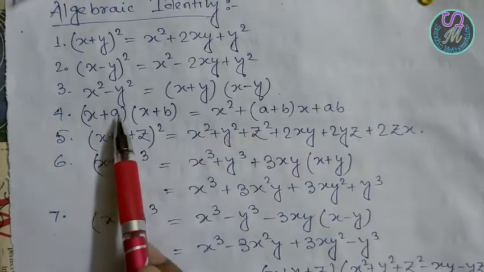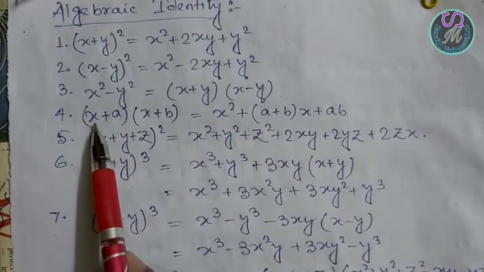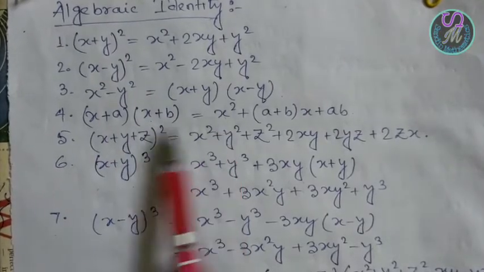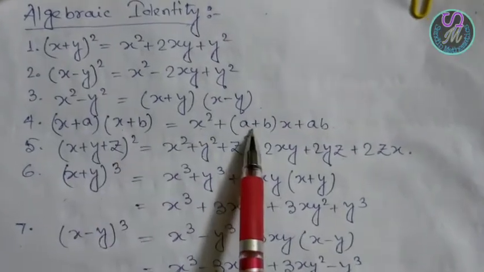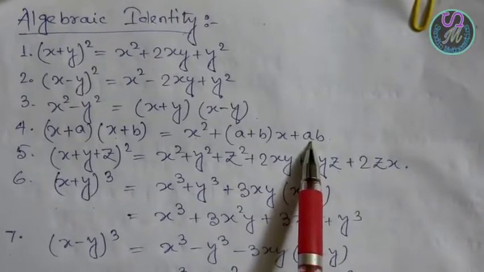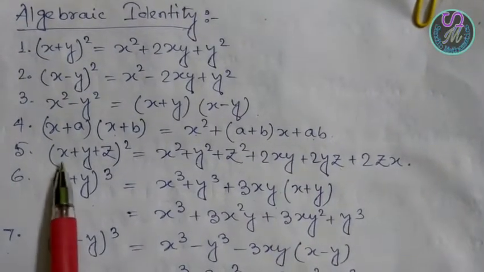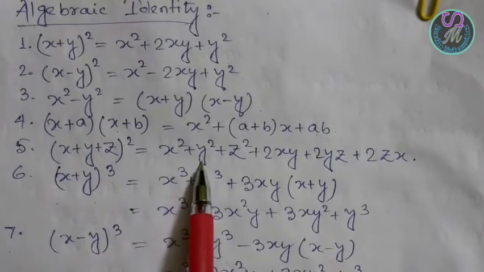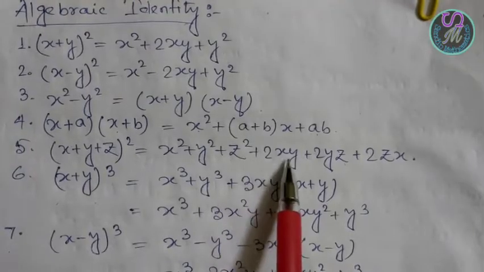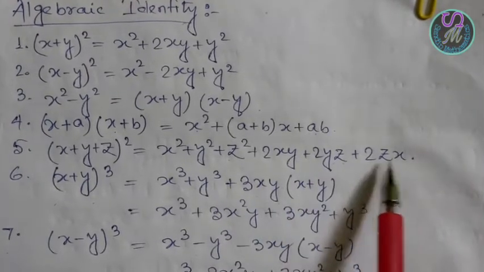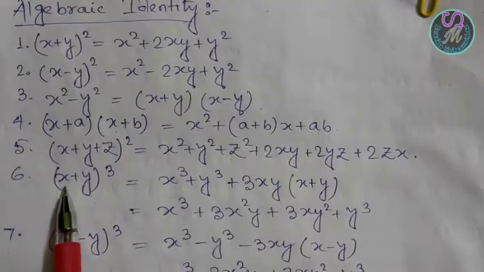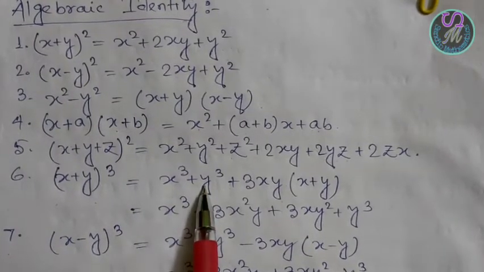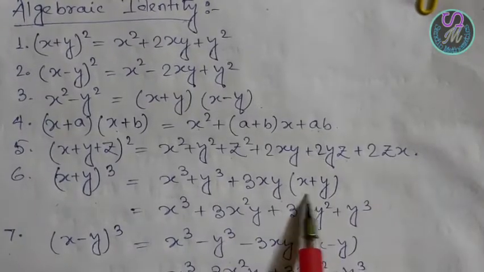Okay. Number 4, this one is also I think everyone knows, x plus a into x plus b. So this one is x square plus a plus b into x plus product a into b. Number 5, x plus y plus z whole square. This one is equal to x square plus y square plus z square plus 2xy plus 2yz plus 2zx. Now number 6, x plus y whole cube. x plus y whole cube means x cube plus y cube plus 3xy into x plus y.